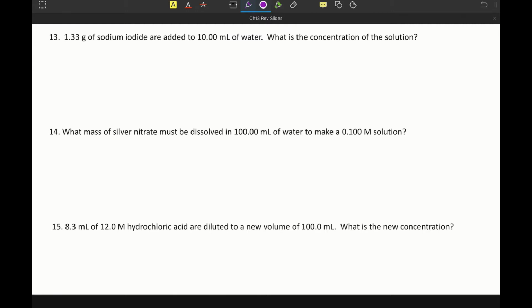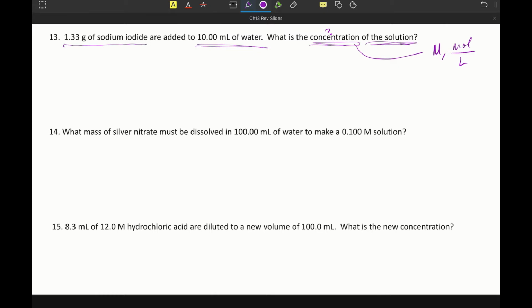It says that 1.33 grams of sodium iodide are added to some water. What is the concentration of the solution? First, let's pick out some keywords. Concentration is clearly our question, our goal, what we're looking for. And when we think about concentration, what does concentration really mean? It means molarity. It means that I have to find moles per liter. That's what I'm looking for.